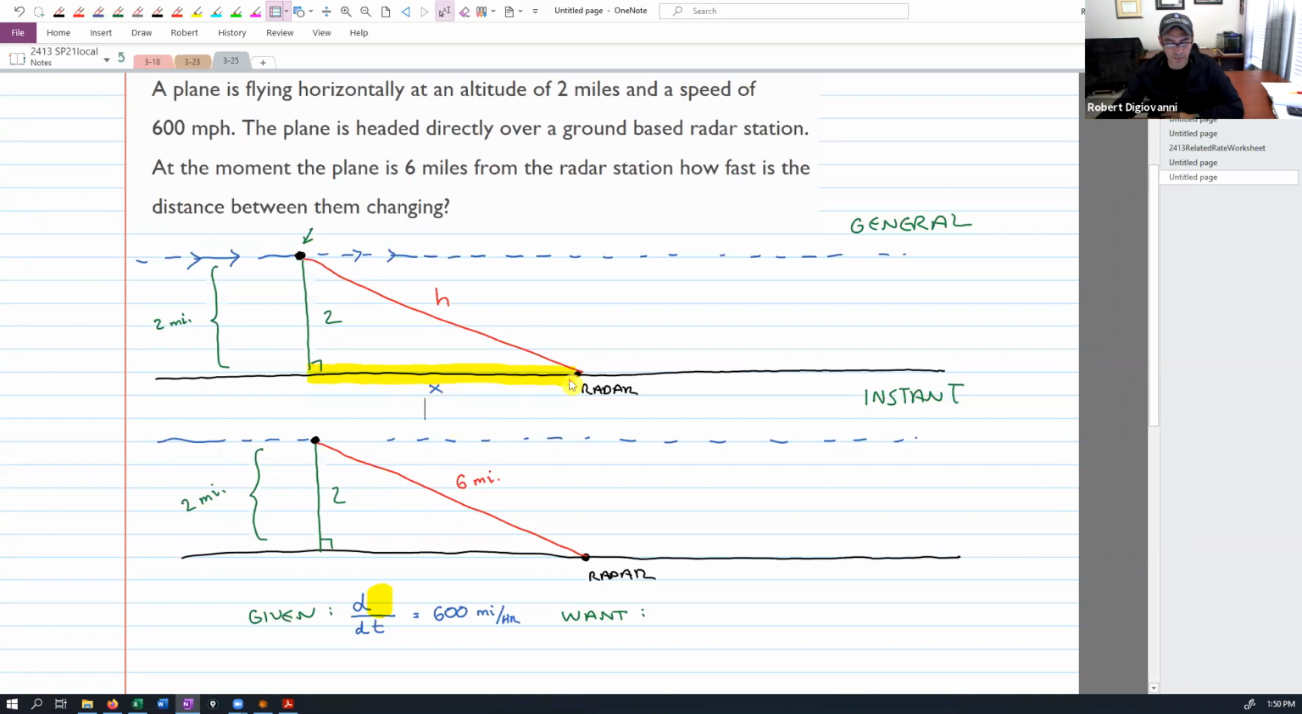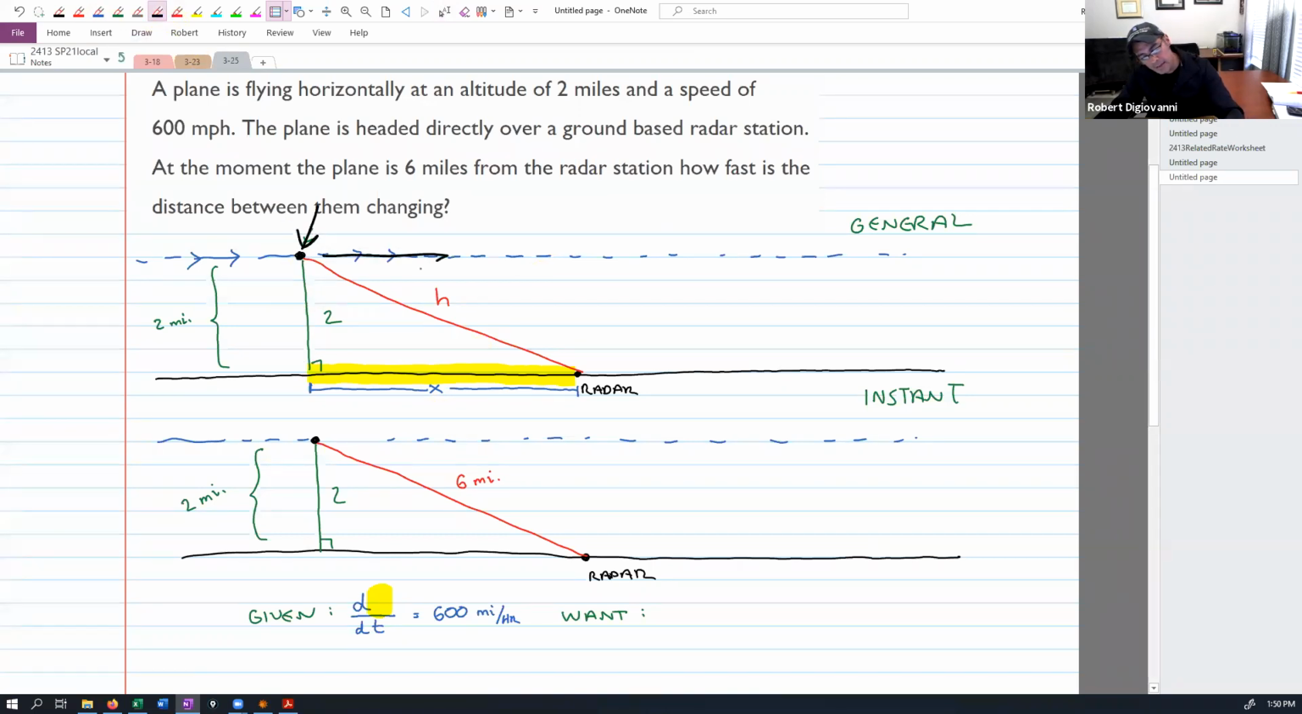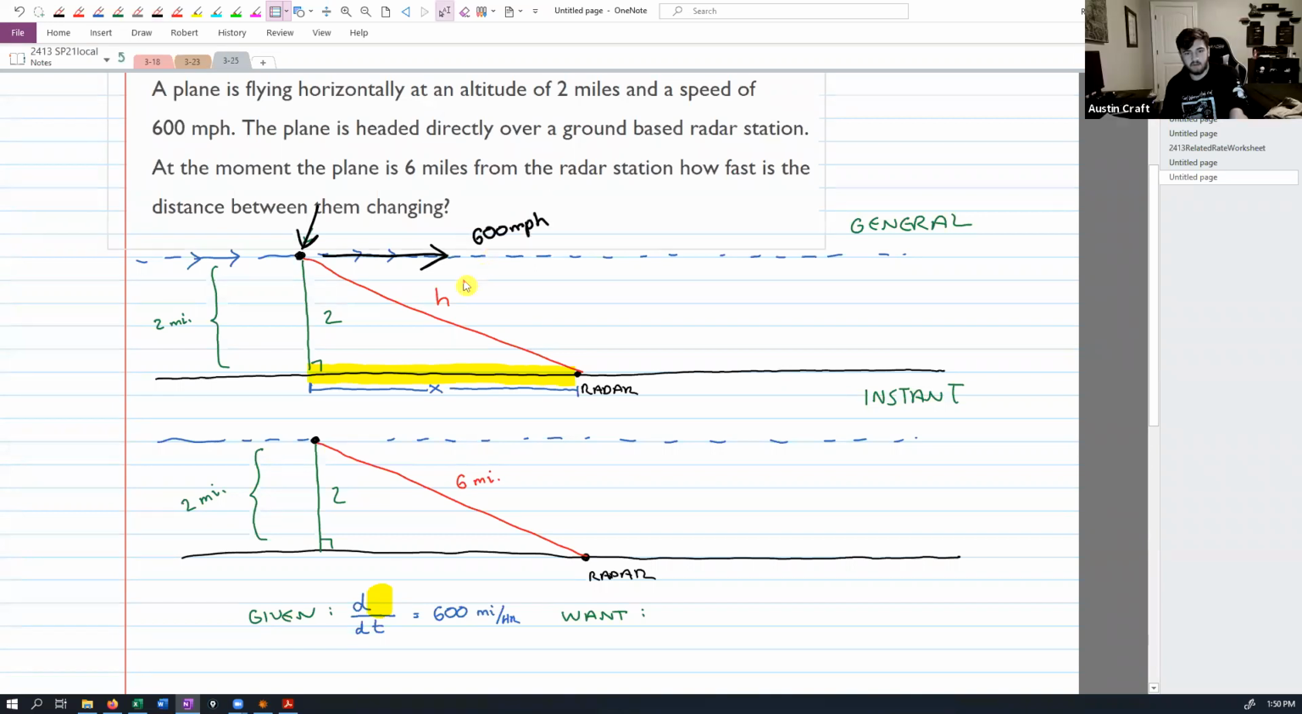That would be the distance from the radar station all the way over to the bottom of this triangle, which is basically dropped straight down from the plane. If we call that X, and Austin just said, let's call this X, then is X changing at 600 miles an hour? Yes. Well, this point's moving, right? This point right here is moving to the right at 600 miles per hour, isn't it? Yes, so X would be getting smaller.